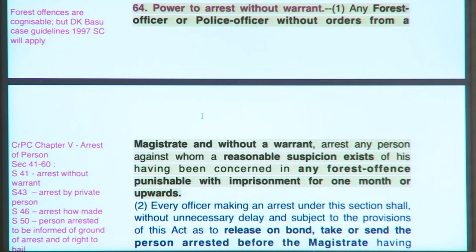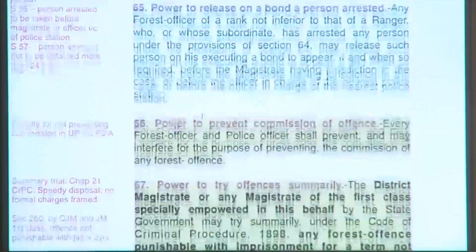Any forest officer or police officer, without orders from a magistrate and without a warrant, can arrest any person against whom a reasonable suspicion exists of his having been concerned in any forest offence punishable with imprisonment for 1 month or upwards, and that typically includes all the forest offences under this act.